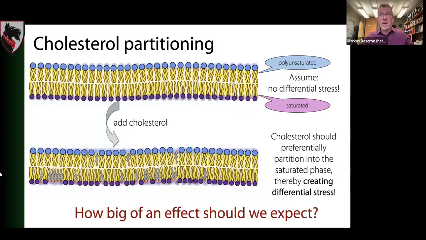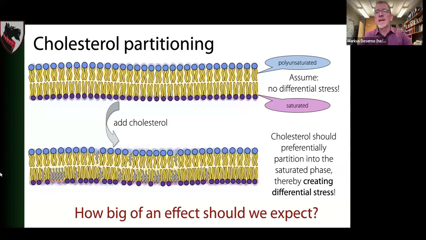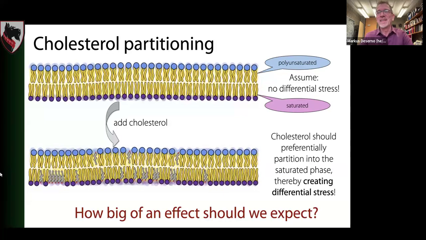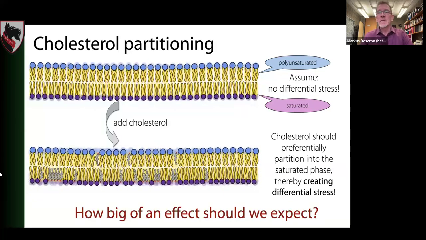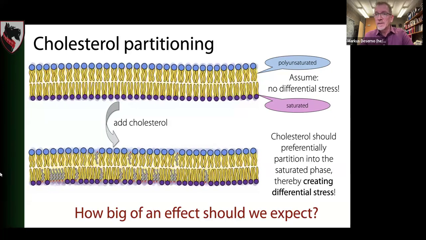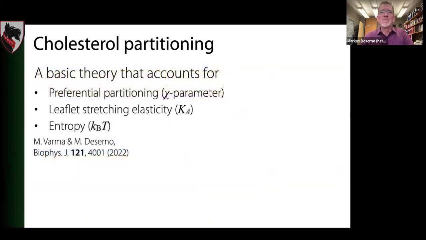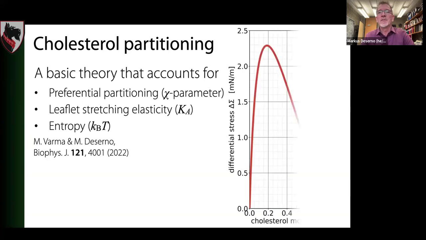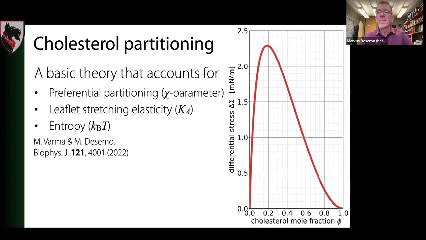So how big is that going to be? That turns out not to be quite as easily calculable as the example I gave you before, but in principle at least it's clear what kind of theory you would write down. You would write a theory that contains things such as elasticity, the stretching of the membrane, the entropy of cholesterol, and some preferential partitioning. A couple of years ago, I had done this with a student of mine, Malavika Varma, and we came up with a prediction for what this should look like. And then putting in reasonable parameters, you get a curve such as that: the differential stress as a function of the mole fraction of cholesterol in the system.